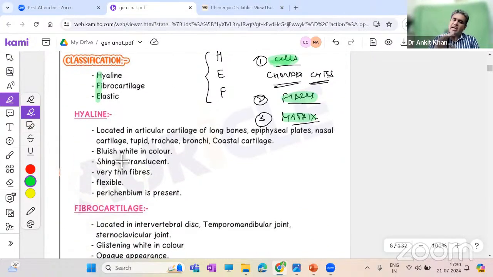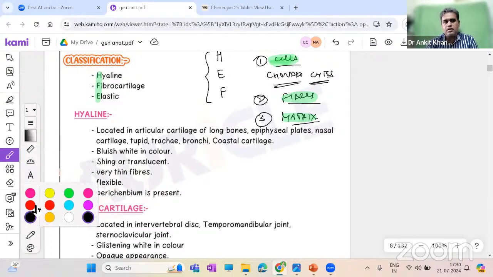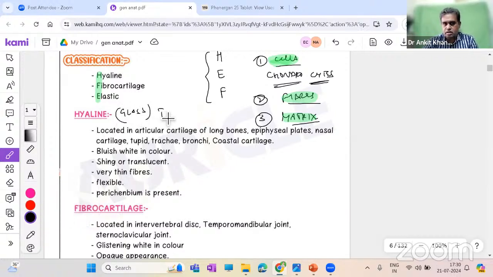Most numerous is actually our hyaline cartilage only. The majority of the cartilage in our body is hyaline cartilage. So what is the meaning of hyaline? Why do we call it hyaline? Hyaline means glass-like. So it appears transparent. Remember this word only: it appears transparent. It does not mean that it has no fibers and no cells. It has everything. But to your eyes, because they have a similar refractive index, it appears transparent.